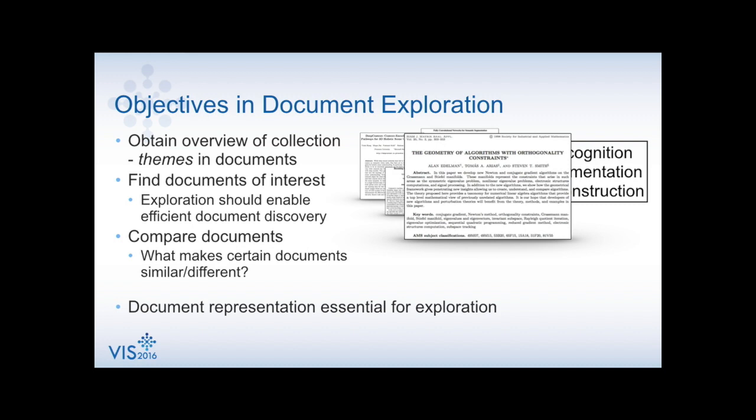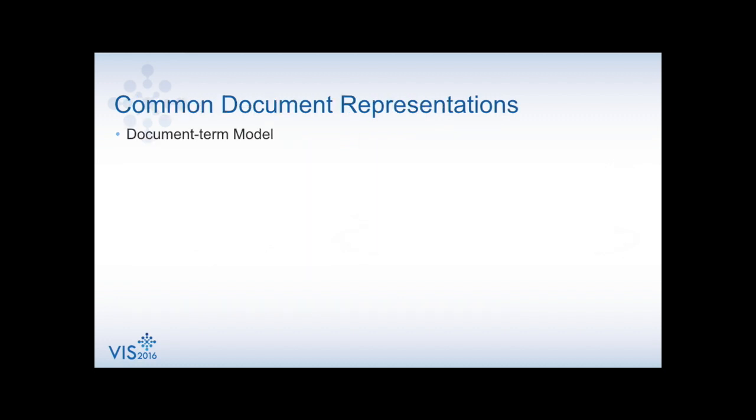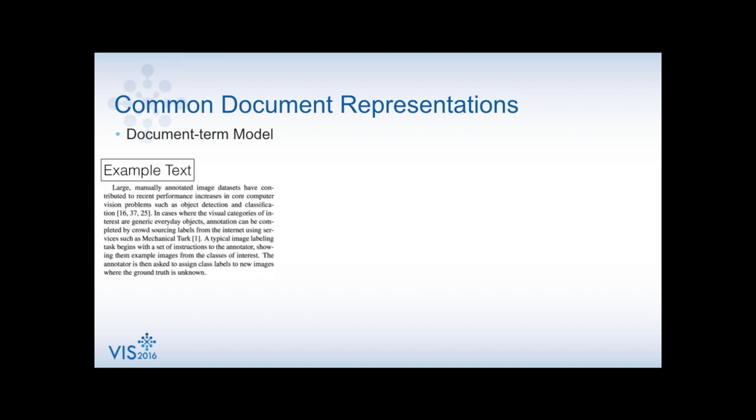Now, all of these tasks are largely driven by how a document is represented. A very common way of representing a document is the document term model, where if we take, for instance, this example text, a model will represent this text as a point in a high-dimensional space where each dimension represents a word from a predefined vocabulary, and its value reflects the frequency of that word.